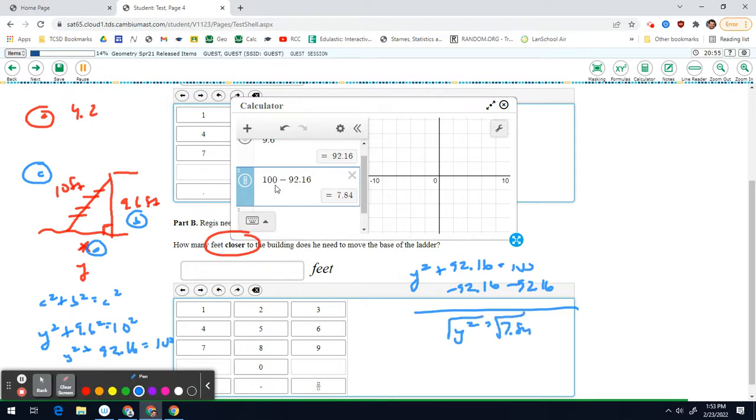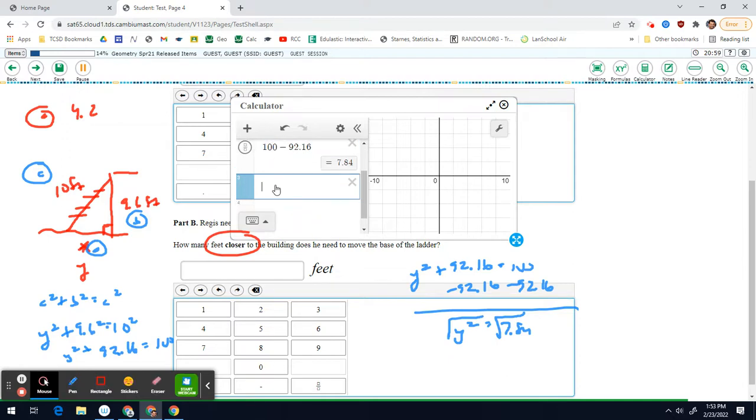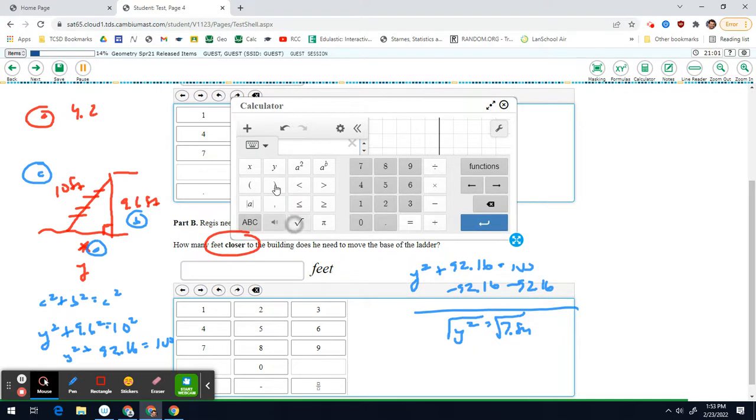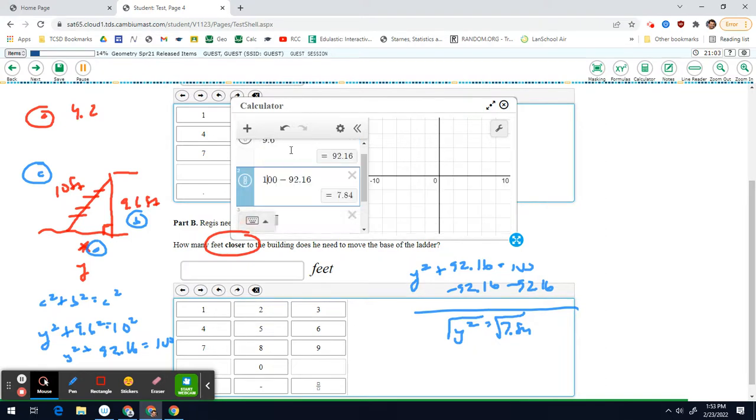And then I'll take the square root. And remember, inside that keyboard, there's your square root button. So square root of, there we go, 7.84. And it's a nice 2.8. So your y value is 2.8.